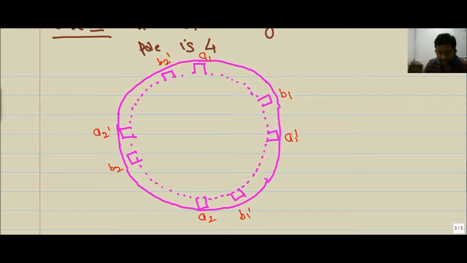Similarly, we can consider the case: this is A1, B1, this is basically C1, this is C1 dash, this is C2, and this is basically C2 dash. Let's join this to make a four-pole stator. Here we are making a four-pole stator.